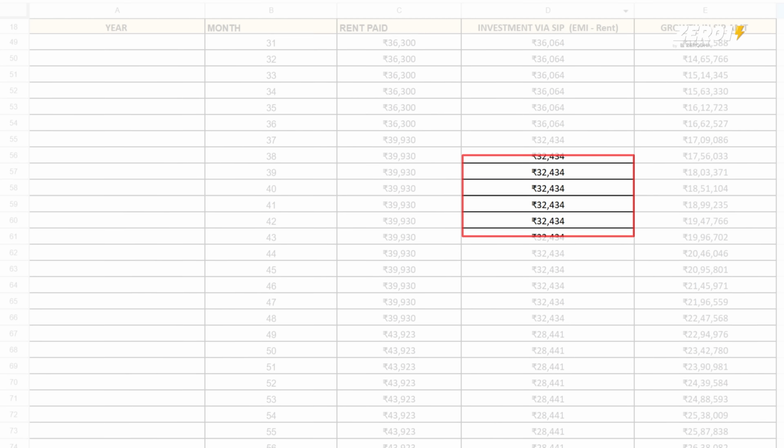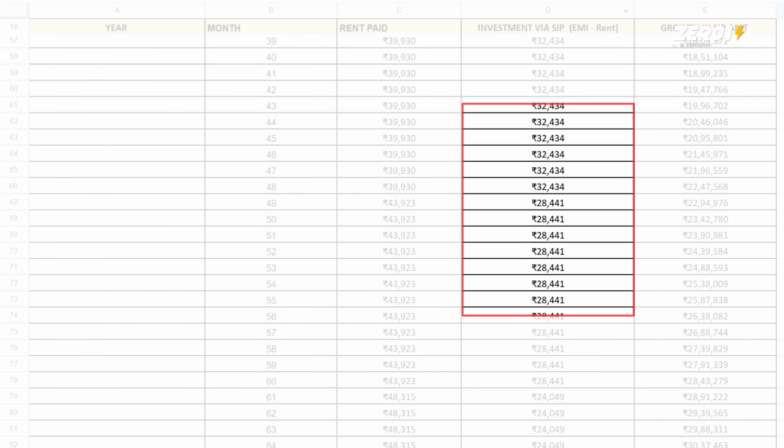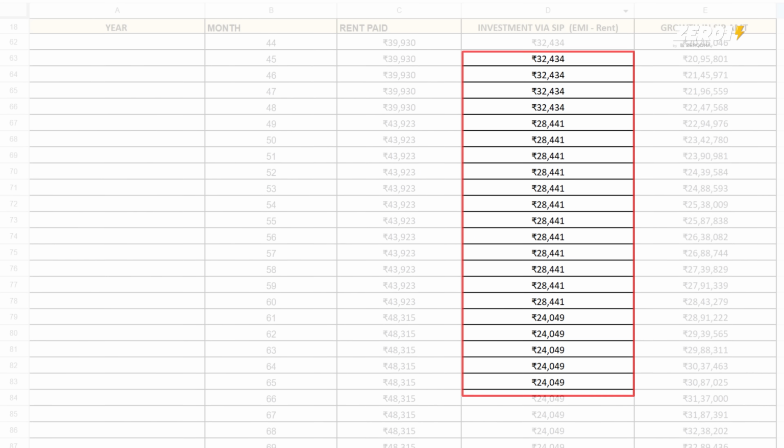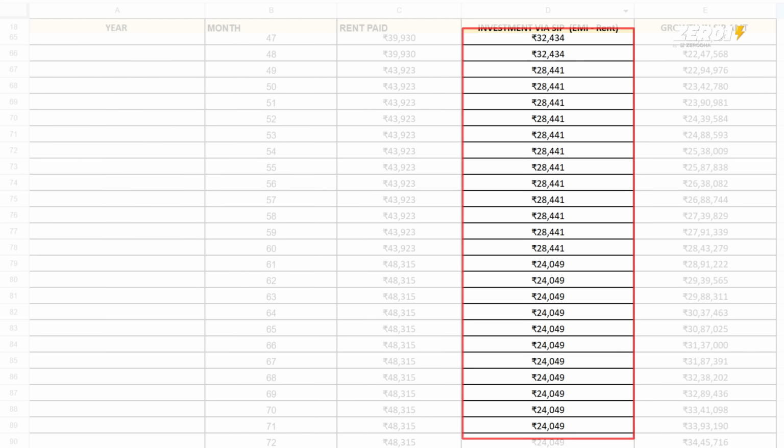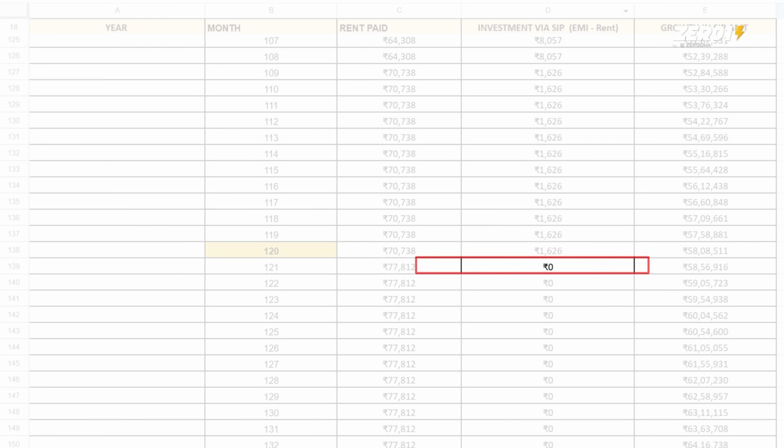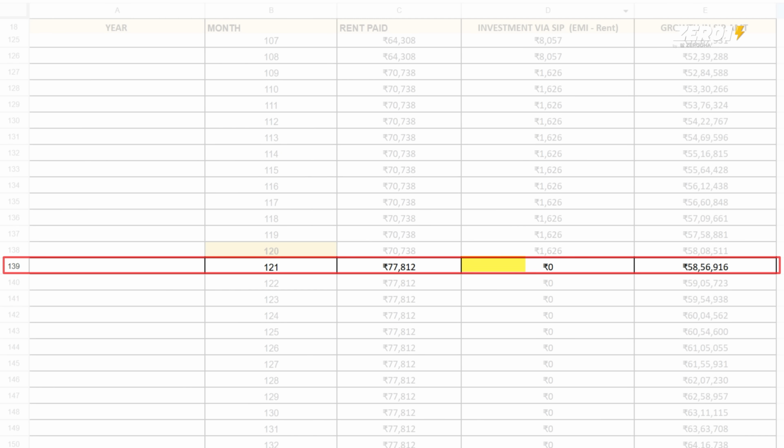In year 4, even more. So you see, every year the SIP is not increasing, which it should. It's actually decreasing because we want to make a fair comparison between buying and renting the place. And by say month 120, the SIP becomes zero. Month 121 actually becomes completely zero. The rent he's paying is equal to this person's EMI. So now nothing's happening. So he's only invested for 120 months.